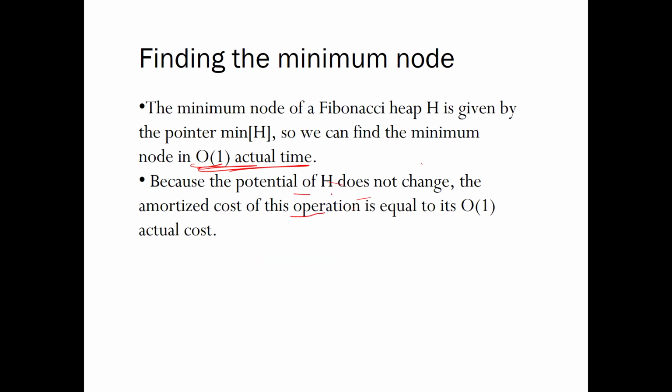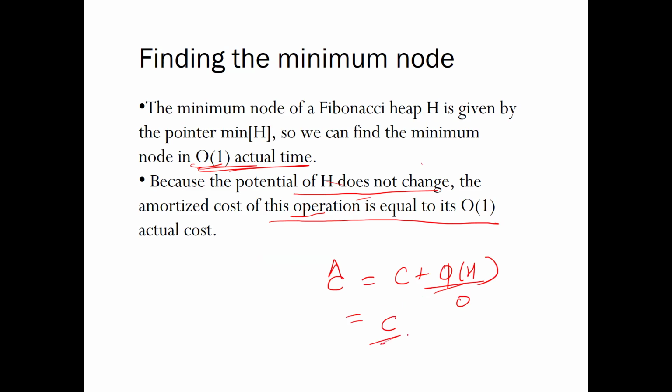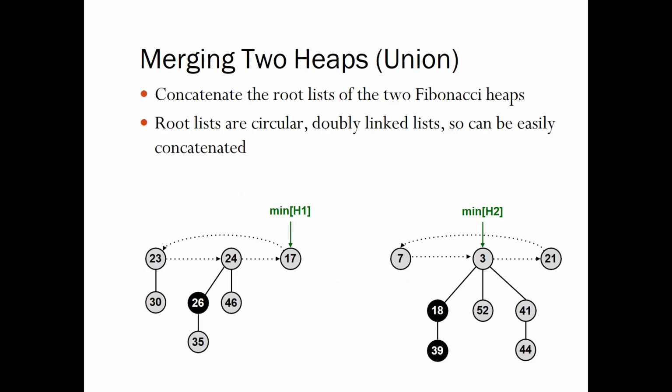So because the potential of H does not change, amortized cost of this operation is equal to the actual cost. So you can say the amortized cost is equal to the actual cost itself, and there is no change in potential because we're not changing anything, right? We're just going to a particular location and finding it. So this one is actually nothing but you can say it's just a 0. So you can say it is C itself, that is nothing but O of 1. Okay. Now, there's nothing to describe as algorithm here because you're just looking or peeking at a particular point, that's all.